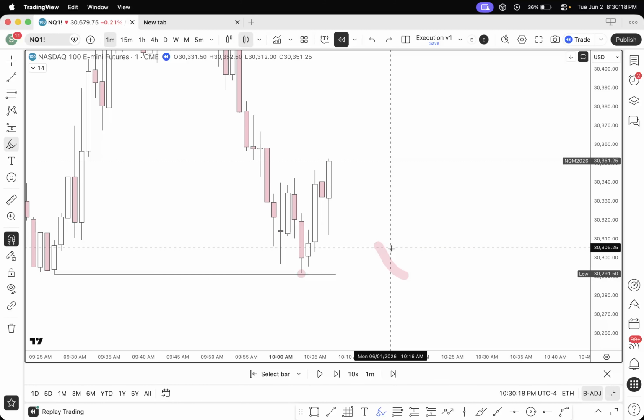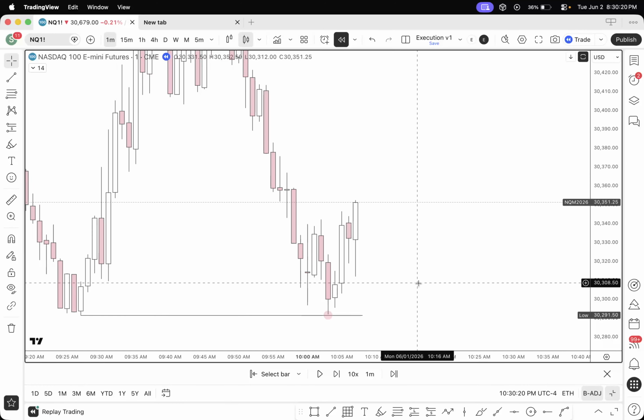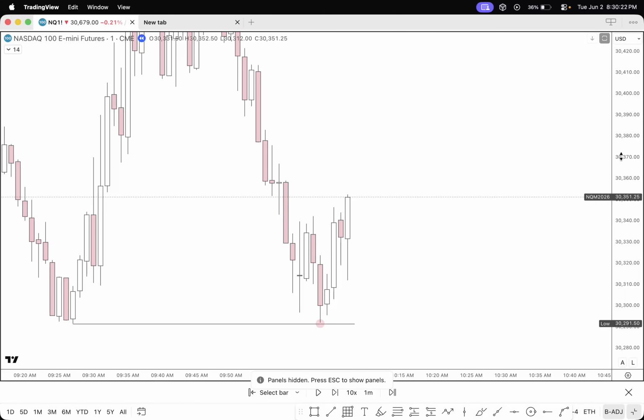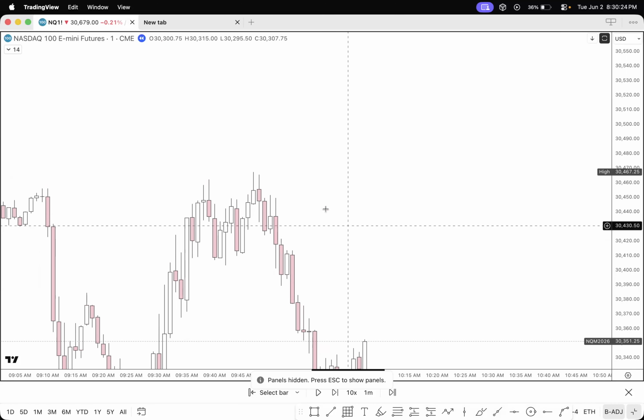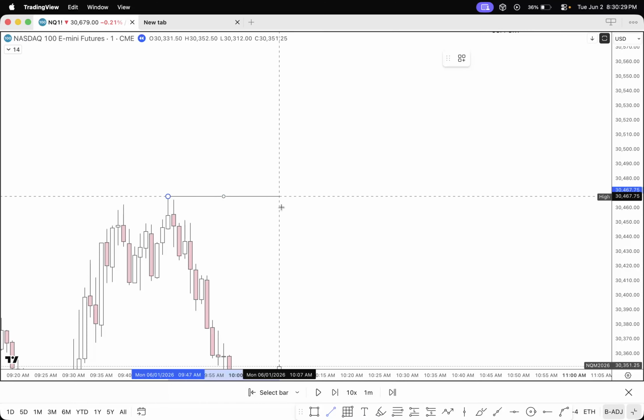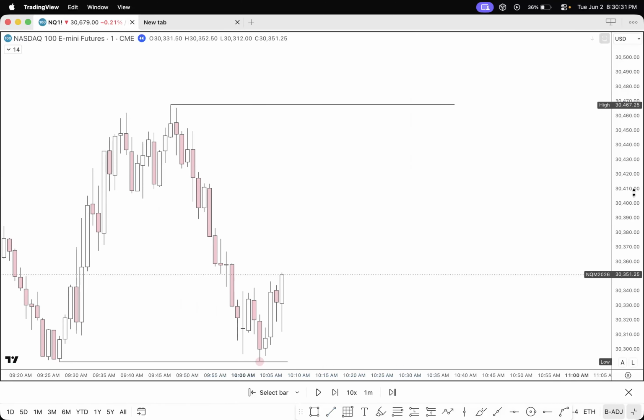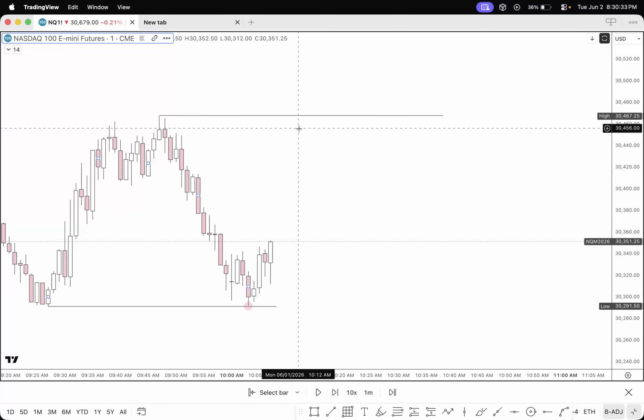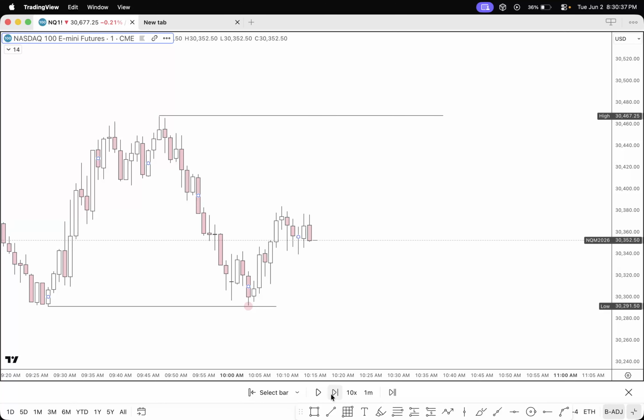So we see that other thing forming at the same time. Okay, and then resistance is the same thing. So we have this resistance level here, and we can anticipate price coming to this level and reacting from it, right? So just like going to the other side.